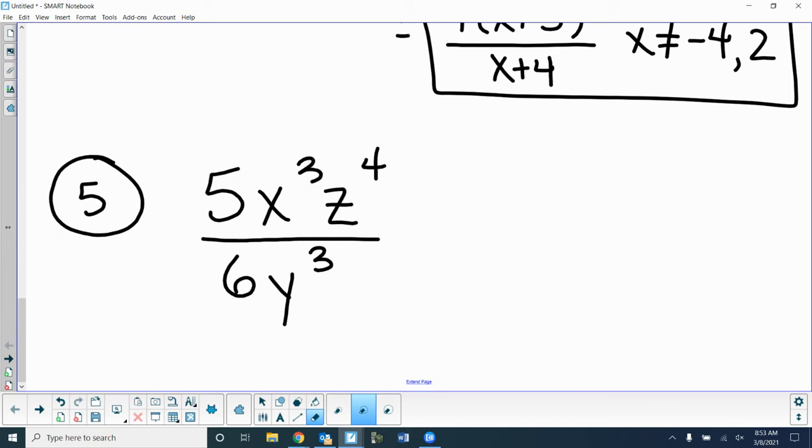What's different about this one than the last two? There's no addition or subtraction, so what does that mean? It's already factored, so you can just cancel stuff out.